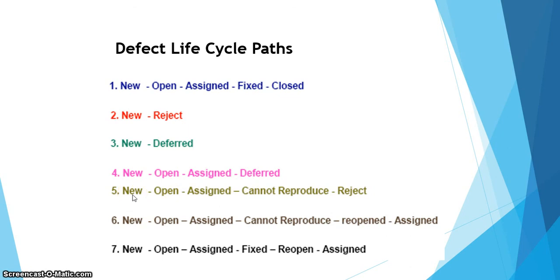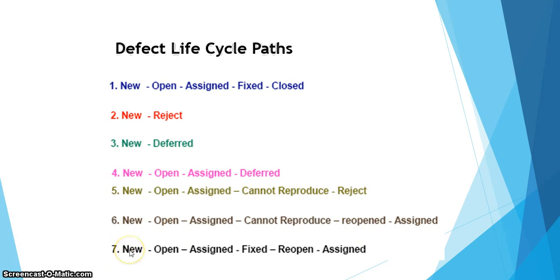Sometimes defects which we log as part of the testing team are not reproducible. So in that case, you can see in point number 5, the defect was opened as a new defect. It has been changed to open, which is accepted. It has been assigned to a developer. However, it cannot be reproduced and therefore it is being rejected. Sometimes developers are not able to reproduce because of certain steps being performed in the test cases. So it may be reopened and reassigned and fixed thereafter.